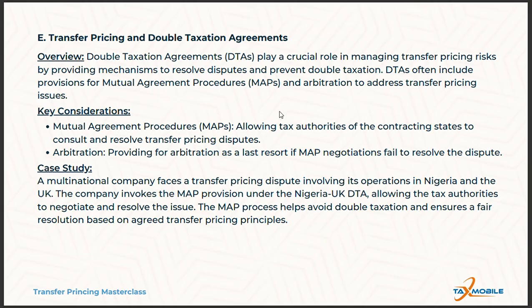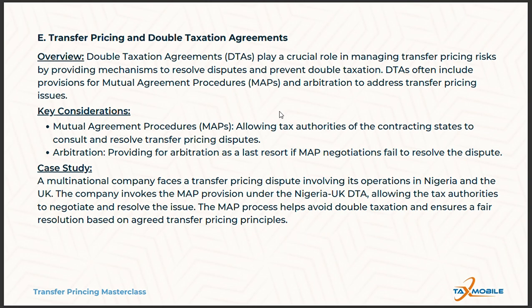So, let's look at transfer pricing and double taxation agreements. Double taxation agreements are bilateral treaties designed to prevent the same income from being taxed in more than one jurisdiction. These agreements play a critical role in managing transfer pricing risk by providing a mechanism for resolving disputes and avoiding double taxation. And the key provisions here are mutual agreement procedures and arbitration. So now let's look at the mutual agreement procedures first.